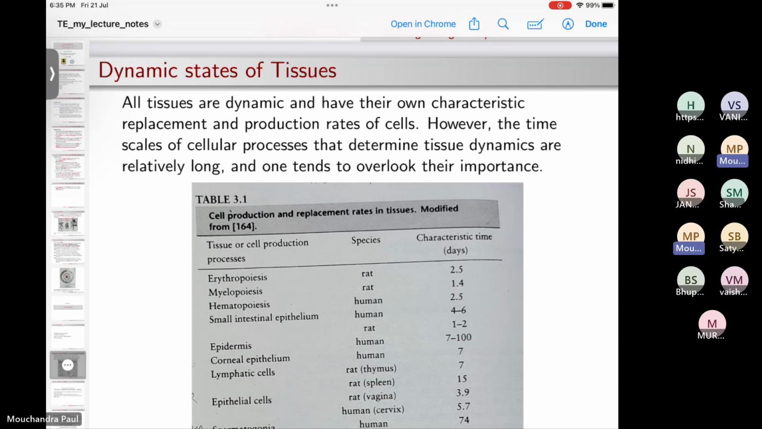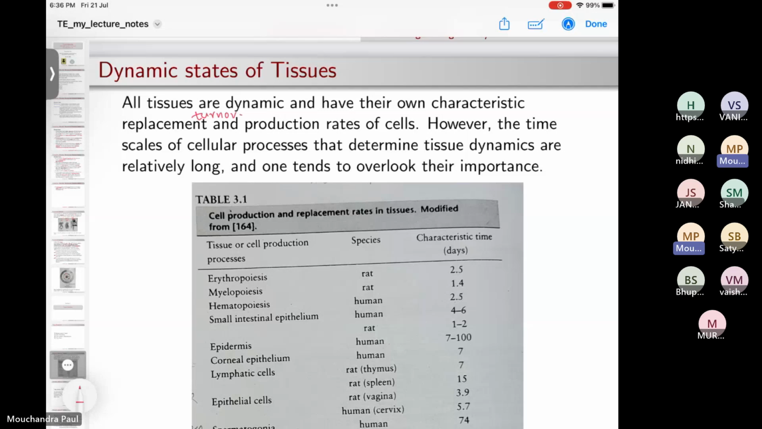So all tissues are dynamic in nature, or you can say all organs or cells themselves are dynamic. Cells are responding to various stimuli, or they're changing their morphology. So tissue is obviously going to be a dynamic thing. It is not static. It is not like it is frozen in time. It is changing with time. And each tissue has its own characteristic replacement and production rates of cells. You can also term this as turnover rate.